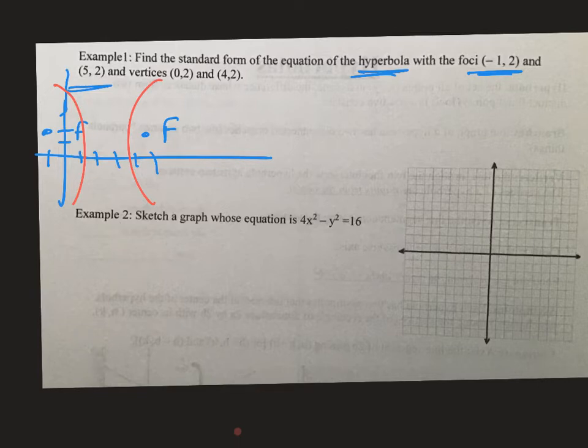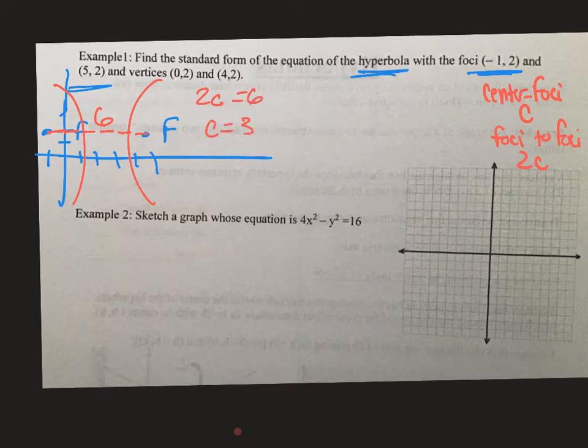So let's see. So the foci to foci, remember the center to a foci was C. So foci to foci is 2C. So the distance between these dots is 1, 2, 3, 4, 5, 6. That's 6 long. So 2C equals 6. So C equals 3. And halfway between the two foci has to be the center. So let's go back 3. 1, 2, 3. So my center has to be right there.